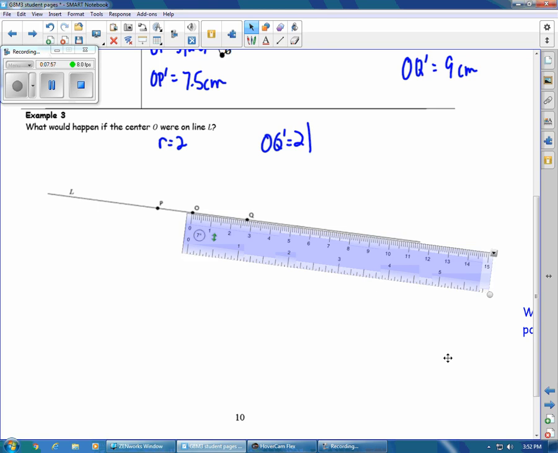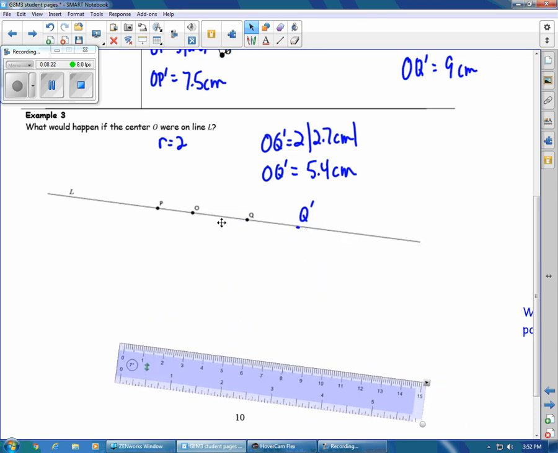So OQ looks like it's 2.7 centimeters. 2 times 2.7 is going to be 5.4. So OQ prime is going to be 5.4 centimeters. Okay, I'm going to take my ruler away. And I want you to notice that O, Q, and Q prime are on the same line.